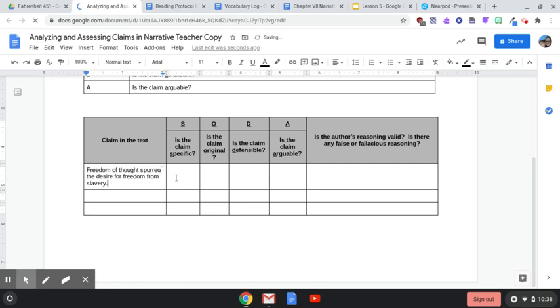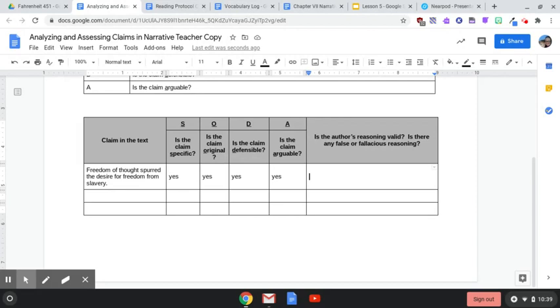And I would say that yes, this claim is very specific. Yes, it is original. Yes, it is defensible. We have supporting evidence to back it up. Supporting evidence that you have already put brackets around, in fact. This claim is also arguable. Someone could say that freedom of thought did not spur the desire for freedom from slavery, and they may be able to find evidence to support that.